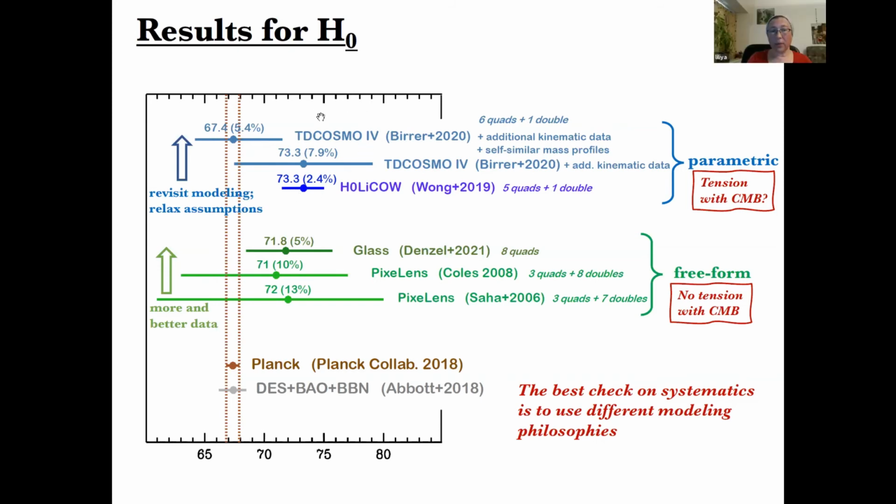So this is what happens when you change how you treat your assumptions about the mass distribution. So these are parametric models.